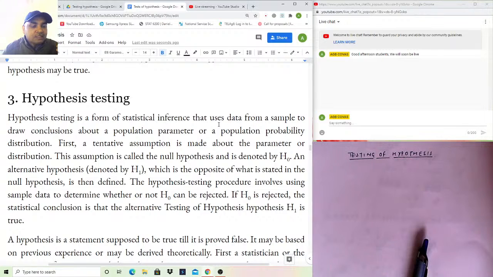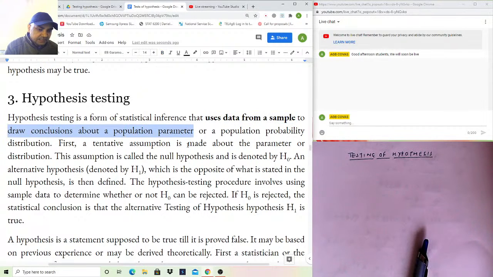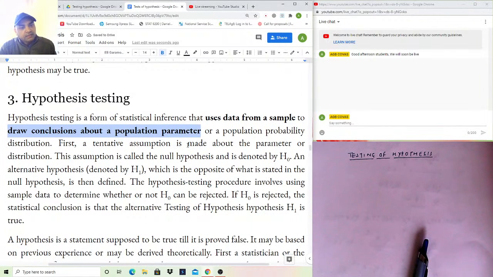So what is hypothesis testing? Hypothesis testing is a form of statistical inference that uses data from the sample. What we do is use the data from the sample to draw conclusions about the population parameter, or a population probability distribution.